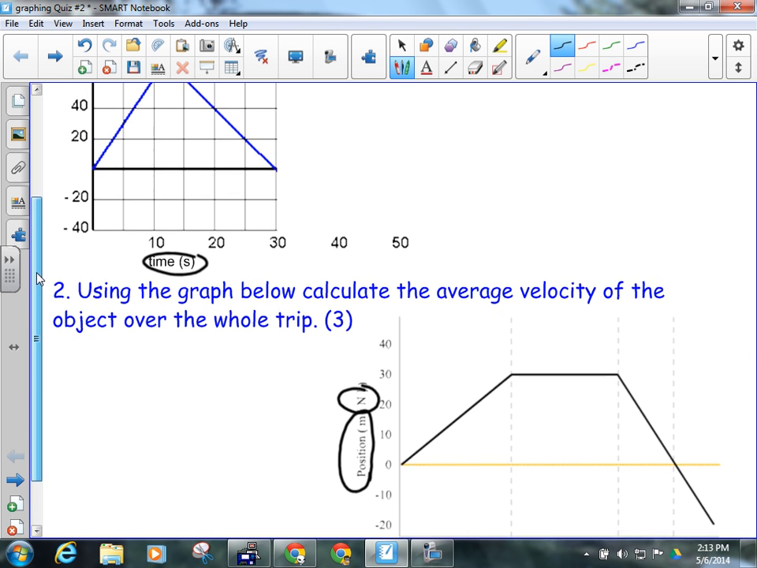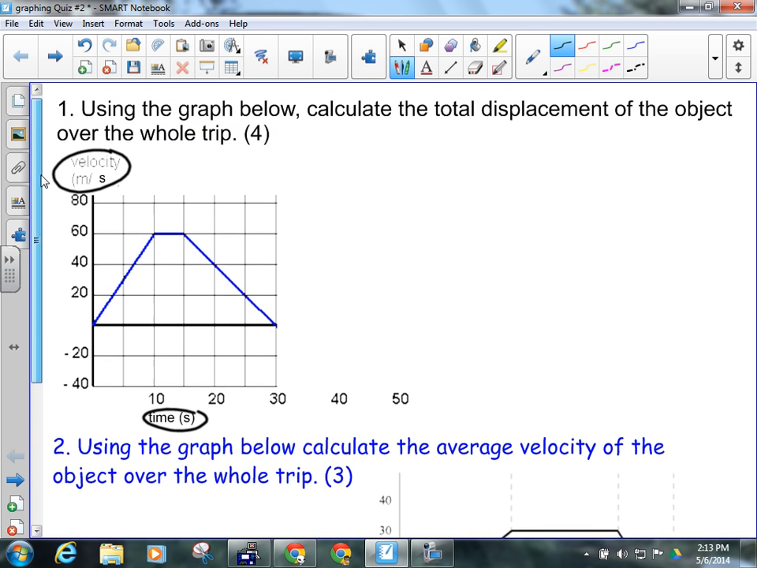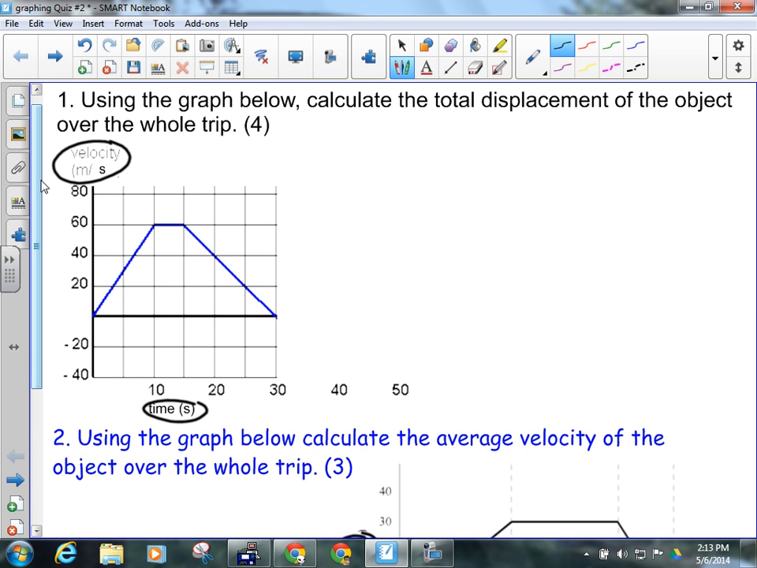All right, now you won't be able to see both questions at the same time, so I'll leave question 1 up for a while, and then I'll roll it up so you can see all of question number 2. Okay?